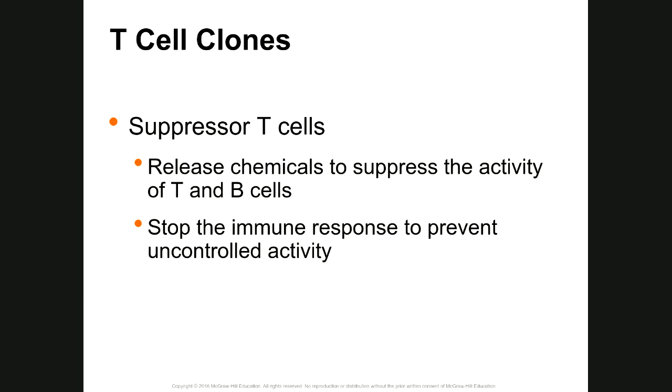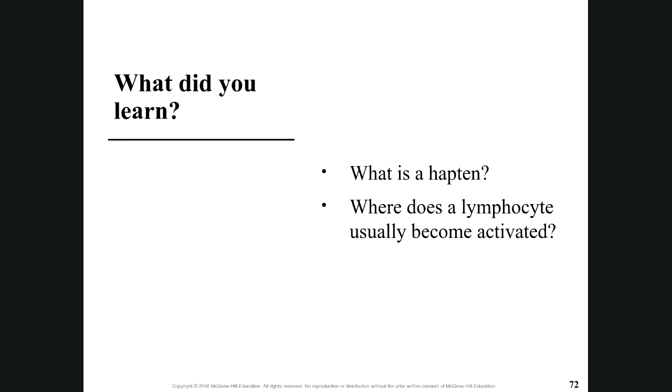And besides the T helper and the T cytotoxic, we have the other T cells which we call suppressor T cells. They release chemicals to suppress the activity of B cells and T cells. And it happens when all the antigens in our body are destroyed, and they stop the immune response, because if the immune response is not stopped and has uncontrolled activity, it can remove and destroy the other cells in our body too. So their functions are very important.